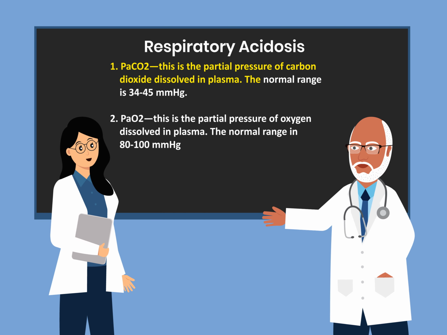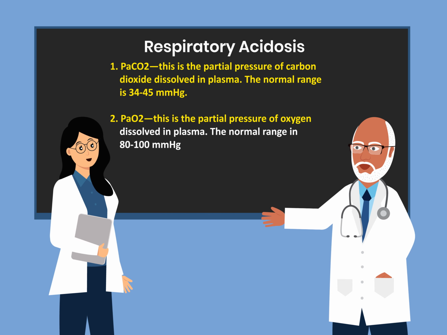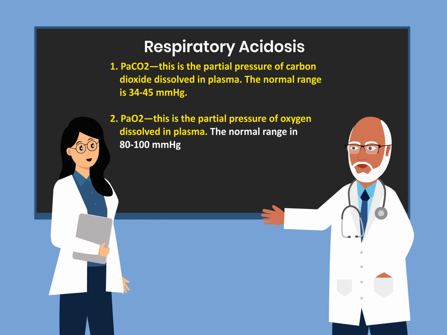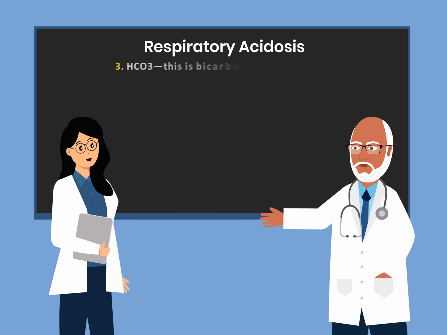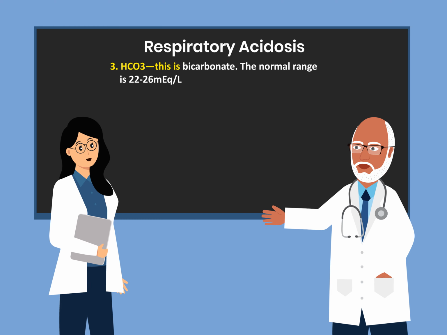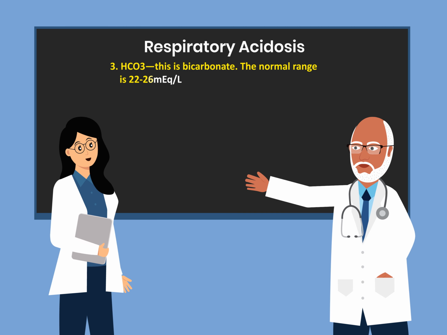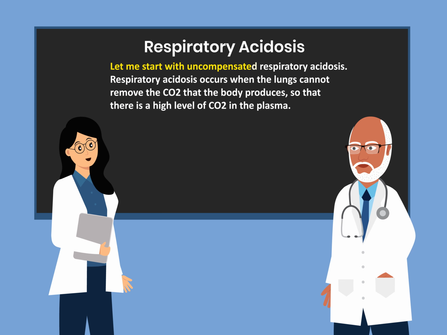The pCO2 is the partial pressure of carbon dioxide dissolved in plasma. The normal range is 34 to 45 millimeters of mercury. Next, you have the PO2. This is the partial pressure of oxygen dissolved in plasma. The normal range is 80 to 100 millimeters of mercury. And lastly, you have the bicarb, which is the HCO3, and the normal range is 22 to 26 milliequivalent per liter.